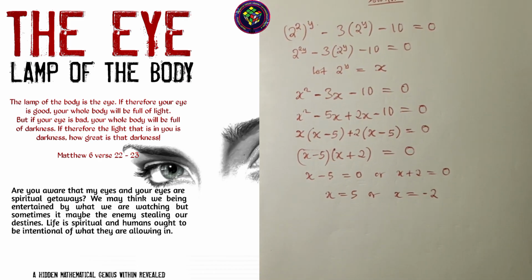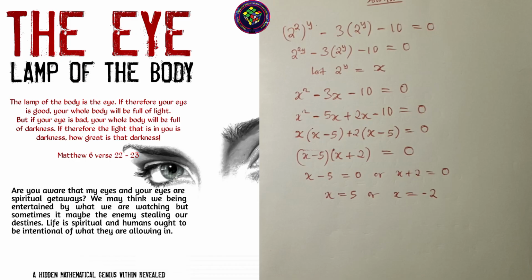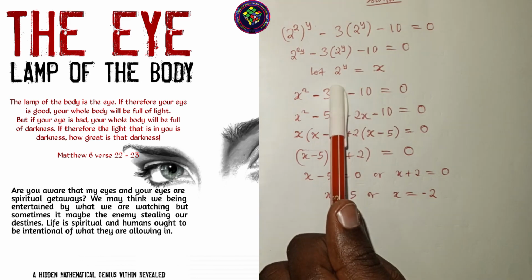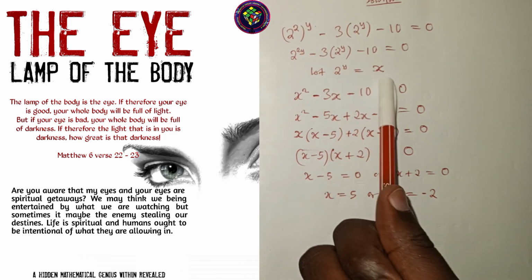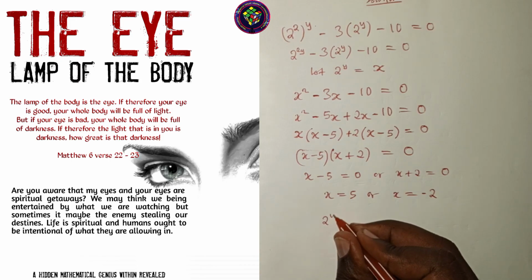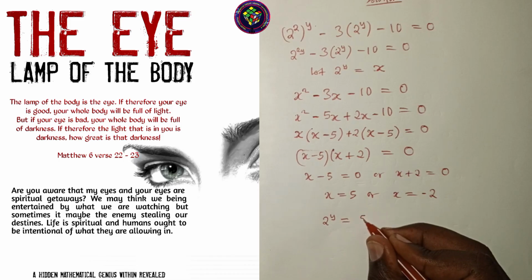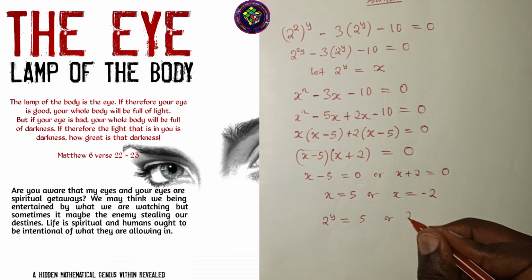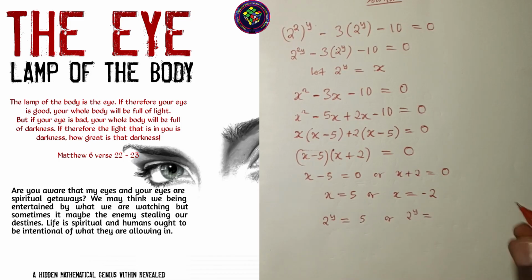And remember, we are not solving for x, but we are solving for y. Okay, we let 2 to the power y to be x. So where there is x, we are going to put 2 to the power y. Okay, so this is 2 to the power y is equal to 5, or 2 to the power y is equal to minus 2.